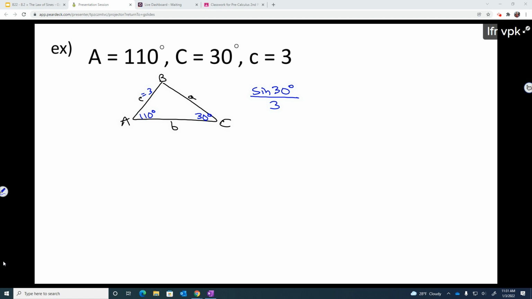We've got to get everything. The easiest one to get next would be little a, because we know what big A is. So then we'll do the sine of 110 degrees over little a. And it's just going to be our cross multiplying and dividing. The process is really similar every time. Boom, boom. Multiply this here. So this is sine of 30a equals 3 sine of 110. And then we're going to divide both sides by sine of 30.